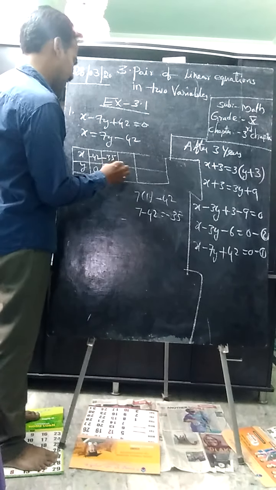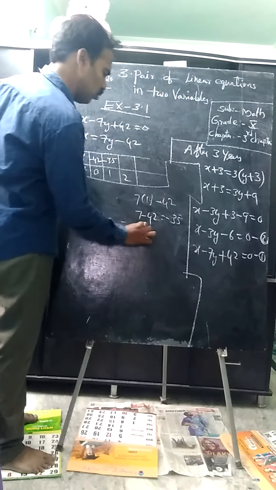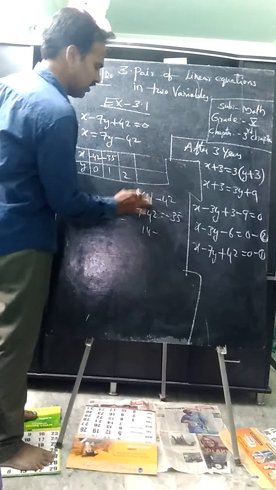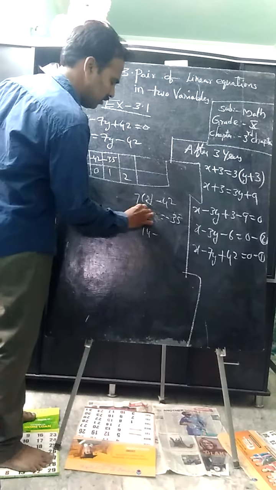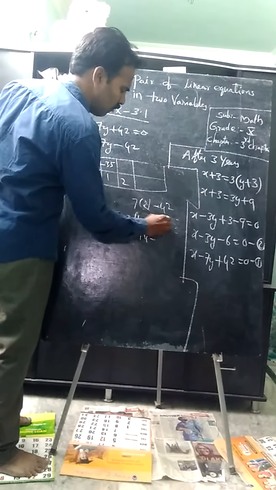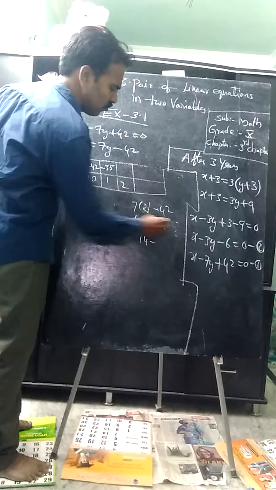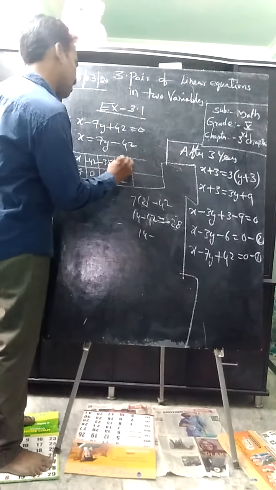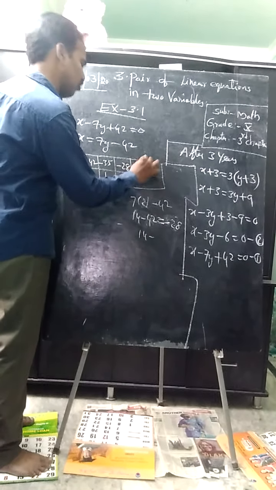So we got. Again, take 2. If you take 2, what happens, students? 14. 7 2s are 14. 14 minus 42, how much, students? So 14 minus 42 is minus 28. Yes, all are multiples only, of course.